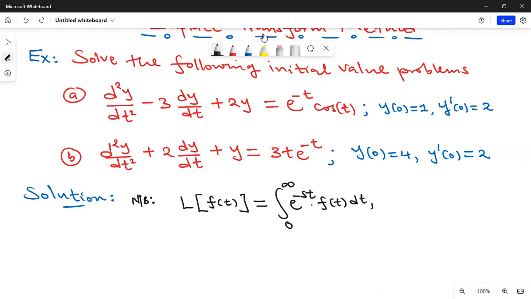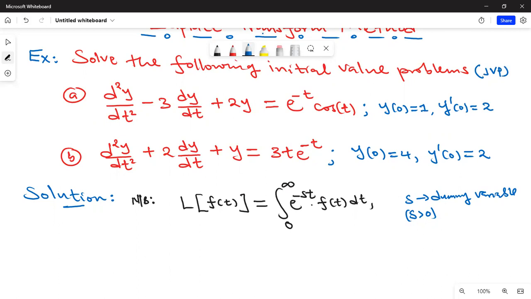S denotes a dummy variable. And remember, s must be greater than 0. So it is a dummy variable that is chosen so that the improper integral converges. So this is the definition of the Laplace transform. And this method of Laplace transform is always used in solving initial value problems. You have an ODE together with the initial conditions. That's what we mean by an initial value problem, which is denoted by IVP.